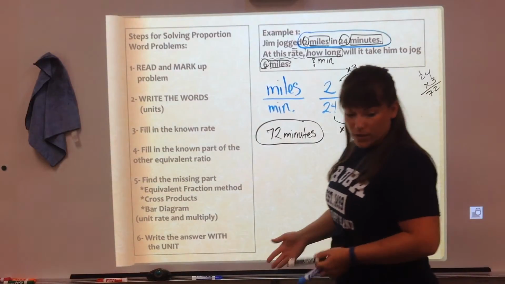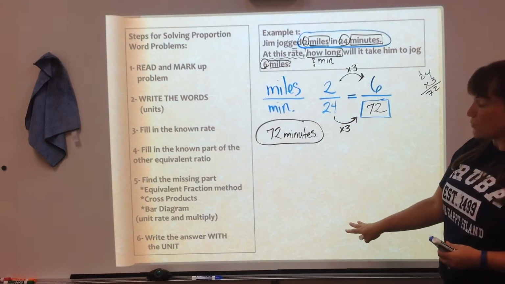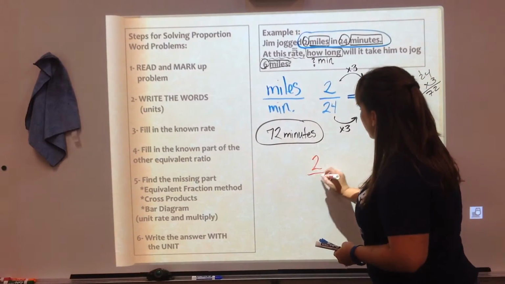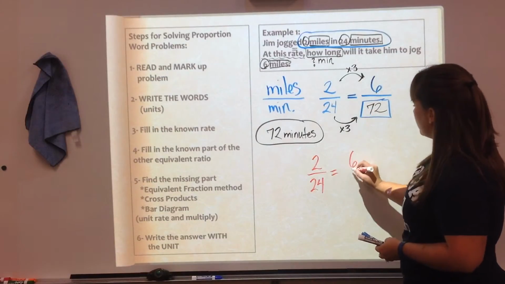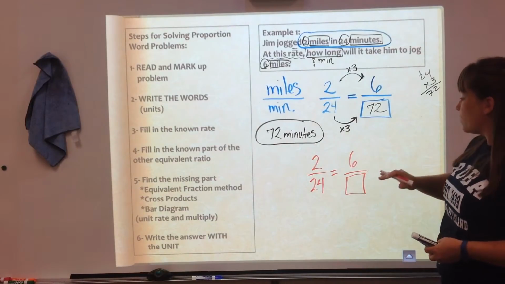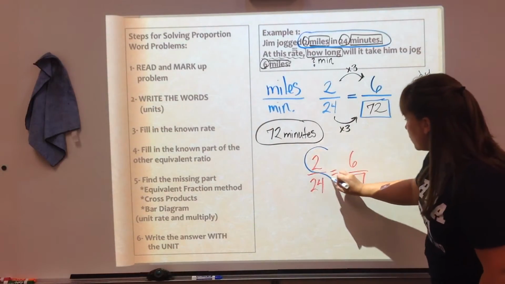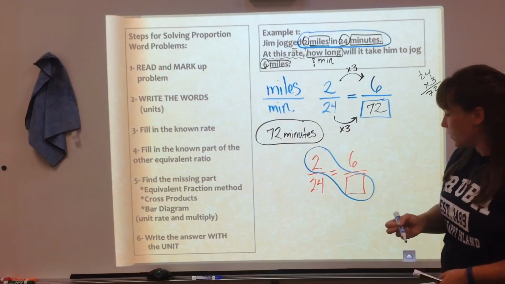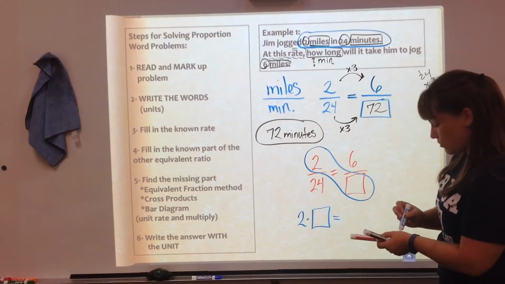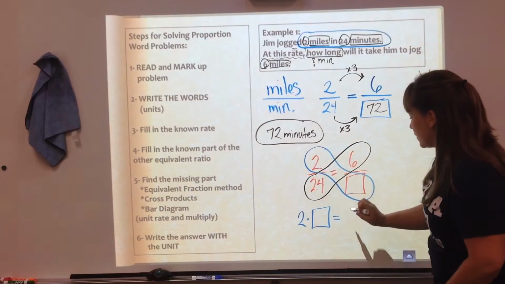Now, if I wanted to do this with cross products, I am going to show you that just to have you have that experience as well. So I'm going to write in red the equation again. I'm going to start with the same setup, but now I'm going to be using cross products. So I'm literally going to circle the 2 and the unknown, and that is going to be 2 times something is equal to, I'm just going to switch to black here, 24 times 6.